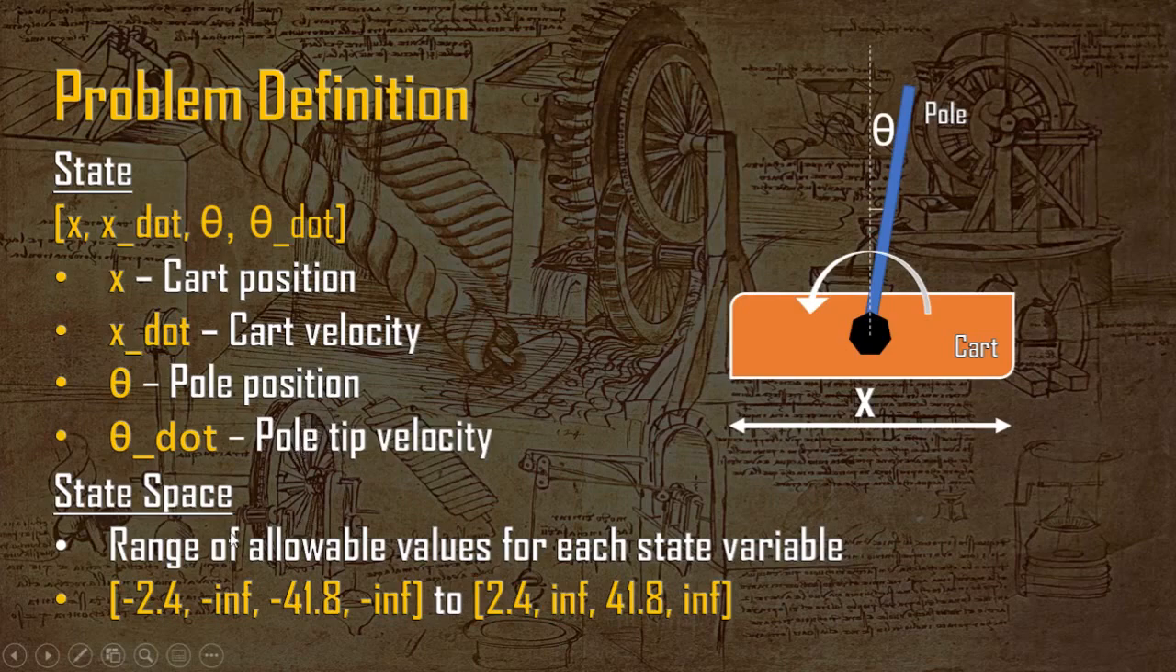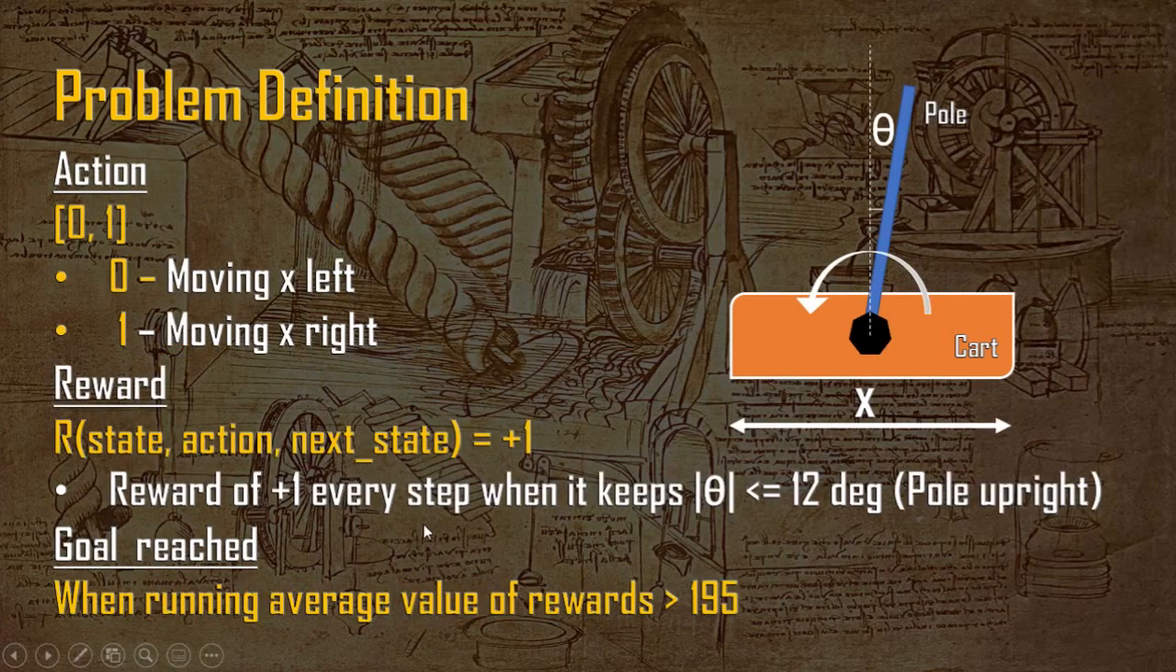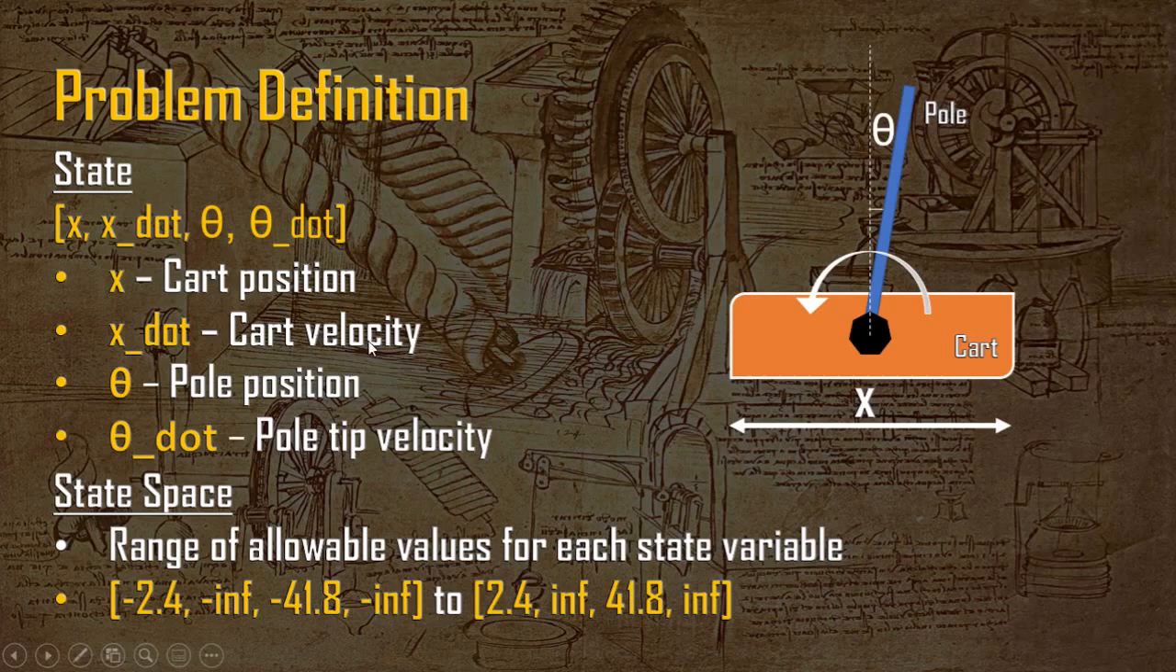Another small concept that I want to introduce now is that of state space. State space is nothing but the range of allowable values for each state variable. So for example, we know that x is defined from minus 2.4 to plus 2.4, and x dot, the velocity of the cart, and the pole tip velocity can be anything from minus infinity to infinity, and the pole position is minus 41.8 to 41.8 degrees. This is the range of the pole position. So this is state space.